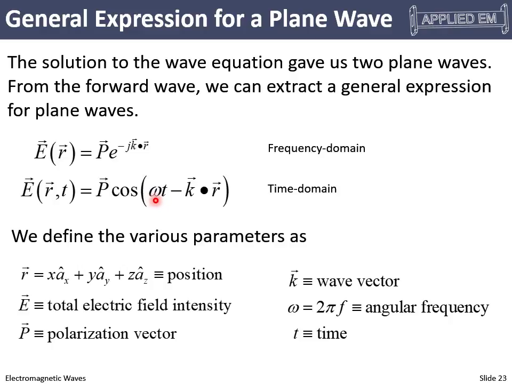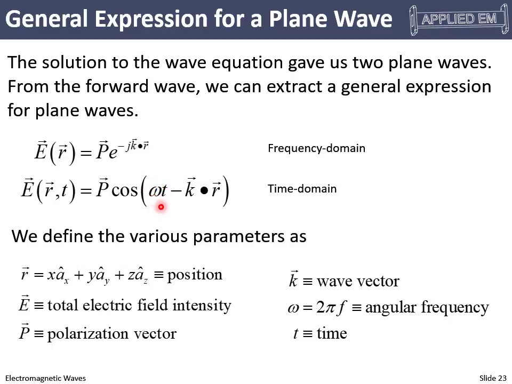Omega is the angular frequency. It's not the ordinary frequency. The omega is not the kilohertz, megahertz, gigahertz kind of number. This is an angular frequency in radians per second. So this omega term is really talking about how quickly this wave oscillates with respect to time. Then we multiply it by time.